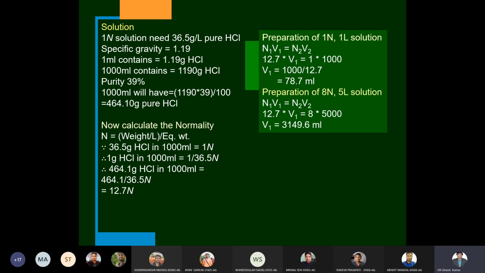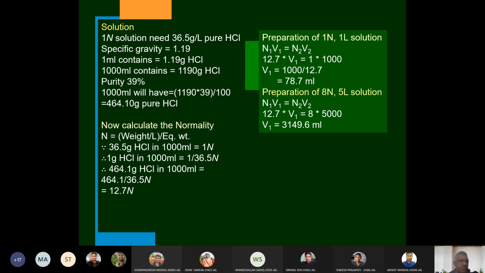Now let's see the answer to the numerical you were given in the last class. One normal solution needs 36.5 gram of pure HCl. That is the gram equivalent weight in a liter of solution. So from specific gravity, we can see how much HCl is there.